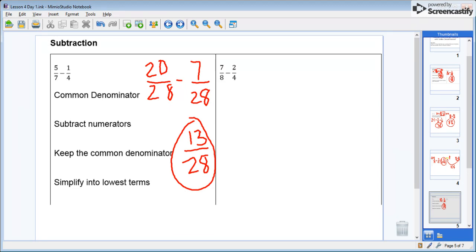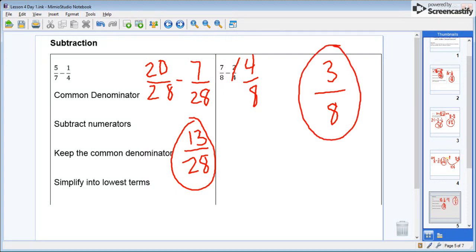7/8 minus 2/4, common denominator is 8. So the 2/4 gets changed to 4/8. I multiplied both the numerator and denominator by 2. 7 minus 4 is 3. Denominator stays the same. That is in lowest terms. So you know your answer of 3/8 is complete.